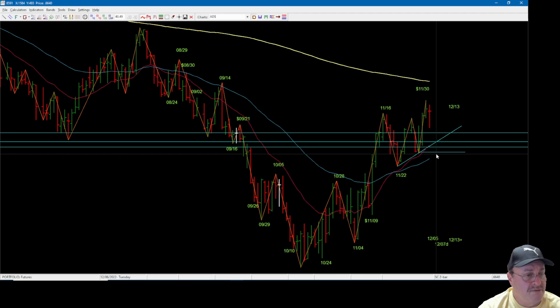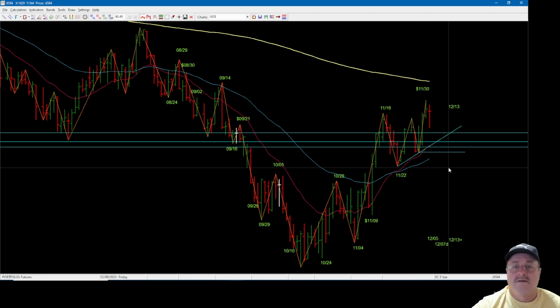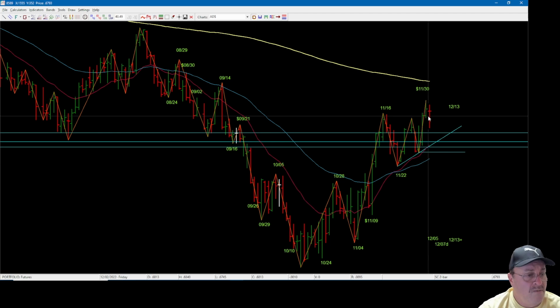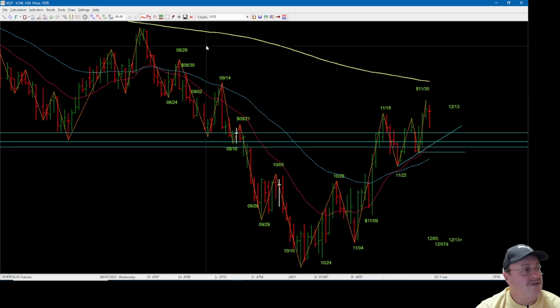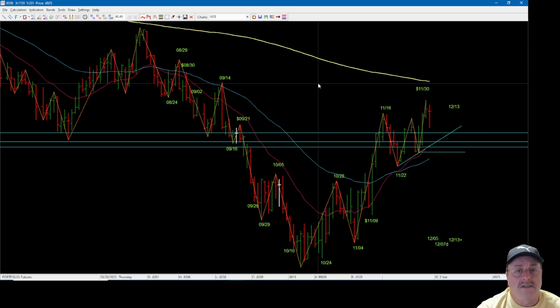And if the price next week blows through this previous higher swing bottom right here that was made on November 29th, if it blows through that, then all bets are off. We are now making lower swing bottoms, and we may be getting into a trend change.